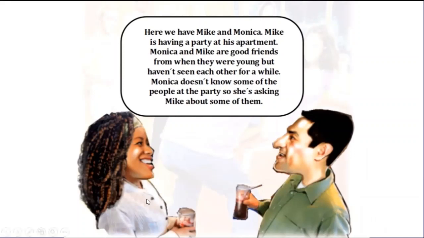So take a look here in the picture. We have two people. We have a woman and a man. They are Mike and Monica. Mike is having a party at his apartment. Monica and Mike are good friends from when they were young, but haven't seen each other for a while.